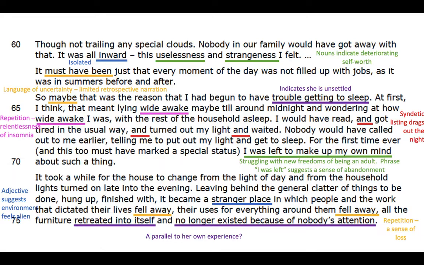I feel like this is parallel to her own experience. If that's how she feels about the furniture, is that how she feels about herself? Because no one's awake to see her either, or give her attention. So does she no longer exist? So I would say this indicates that she's having a bit of an existential crisis, where she's just thinking far too deeply about everything. And again, was that sparked by this initial hospital visit where it sounds like she may have had potentially a life-threatening illness?